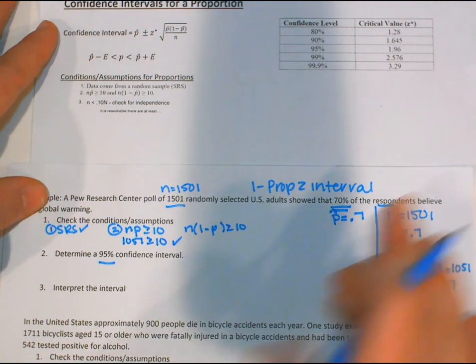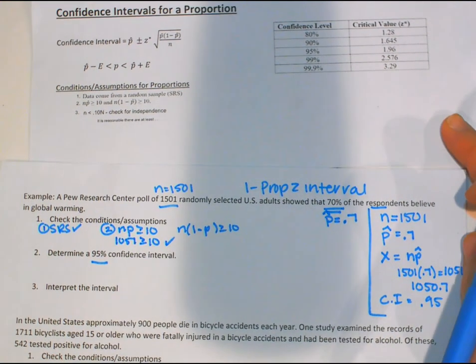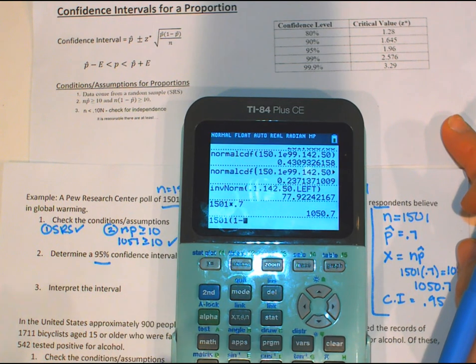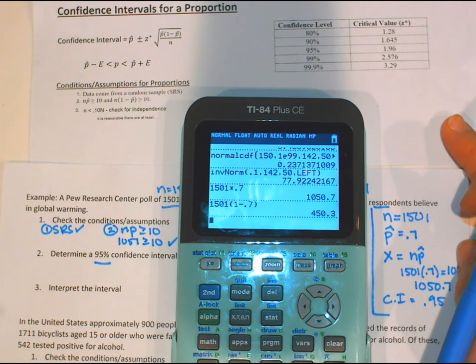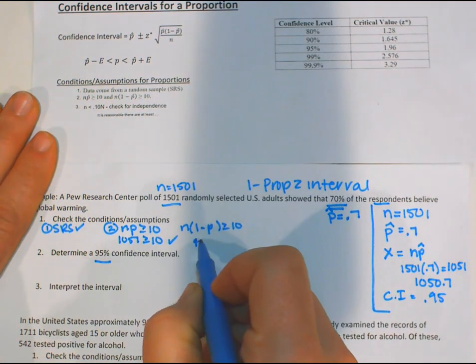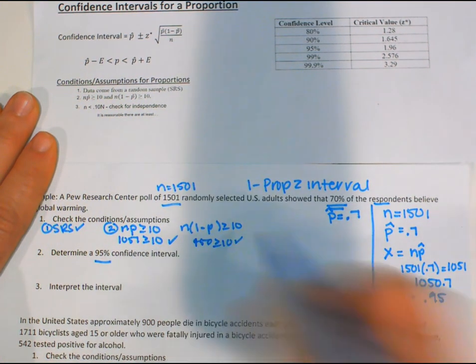So now if I do n times 1 minus p, so if I do 1,501 times 1 minus 0.7, I end up with 450. That is definitely greater than or equal to 10. So that condition is met as well.